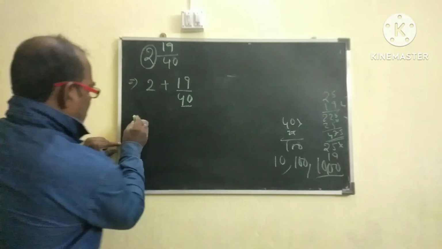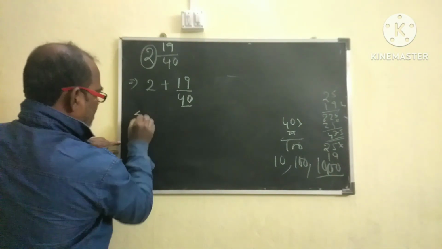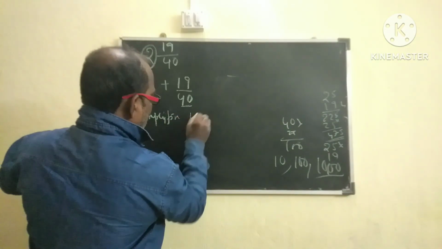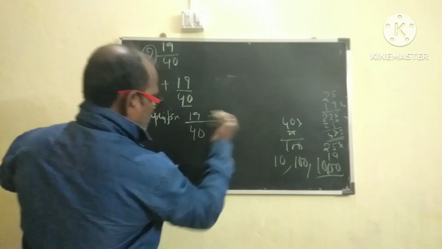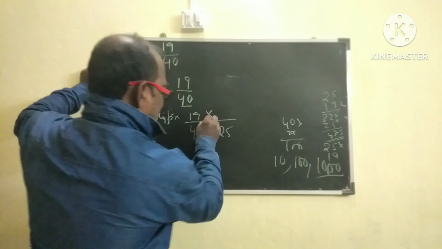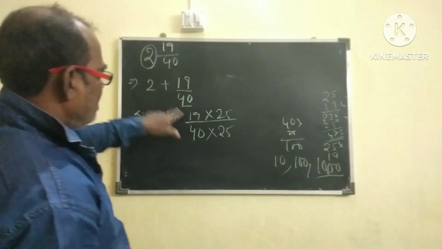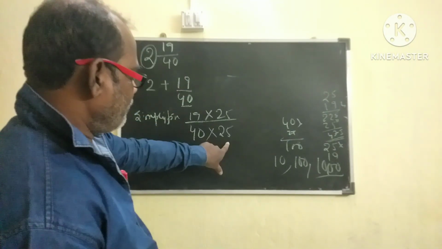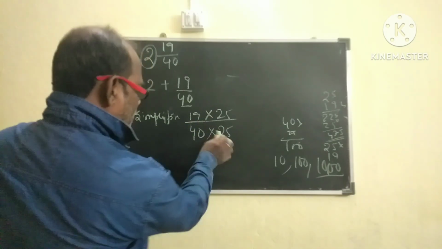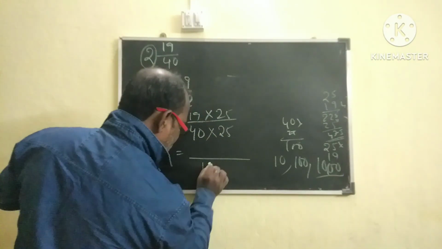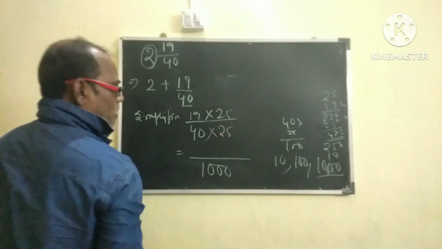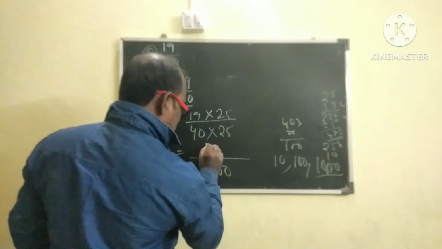Now what do you have to write here? Simplifying 19 by 40, you write 40 into 25 and 19 into 25. We are multiplying the numerator 19 also, so 19 into 25. 40 into 25 is 1000, and 19 into 25, if you multiply, you get 475.